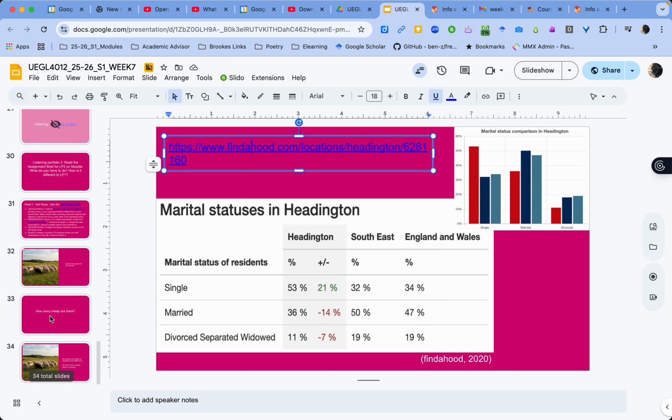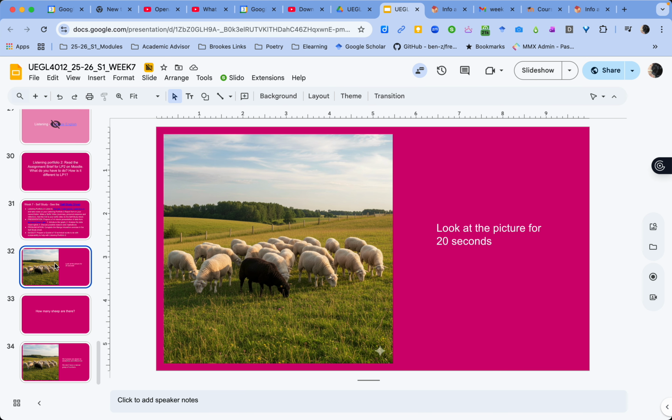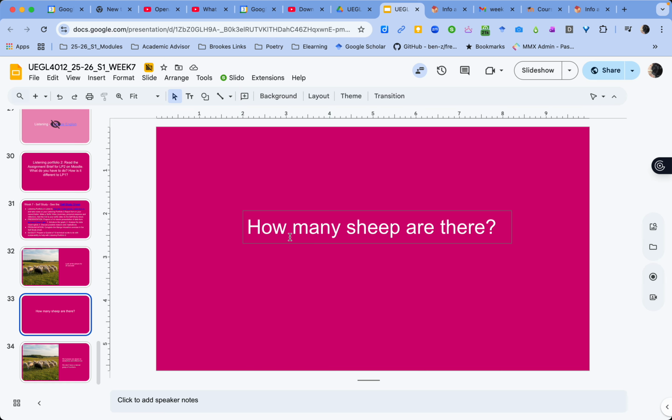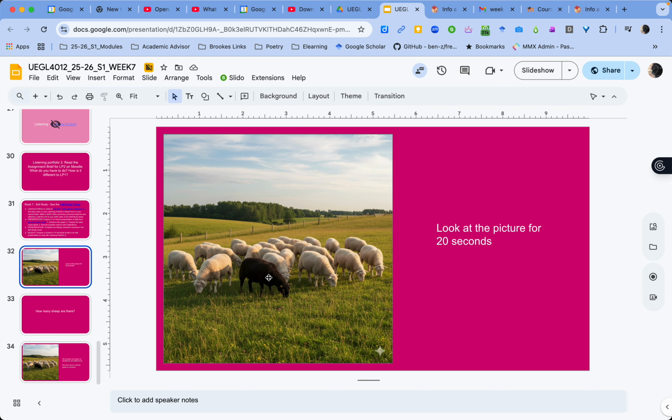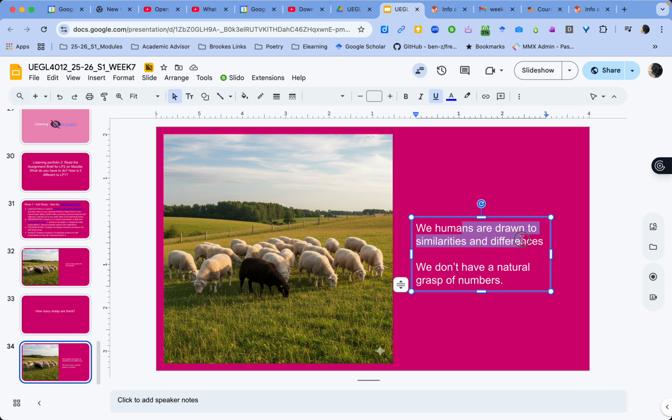I've added at the bottom here some slides, and this is quite a nice little activity for raising awareness about numbers, where you just ask them to look at this picture for 20 seconds, and then the next slide is how many sheep are there. And of course, all they can remember is that there is a black sheep there, because we humans are drawn to similarities and differences, and we don't have a natural grasp of numbers. We've got to actually go 1, 2, 3 to calculate the numbers.